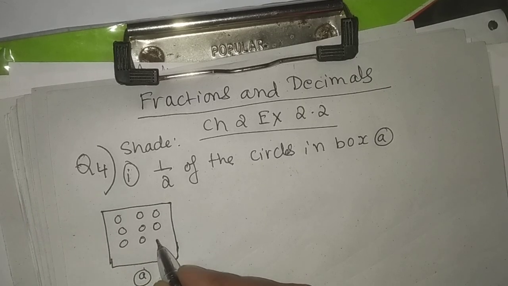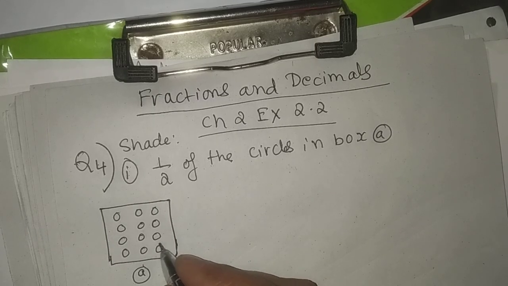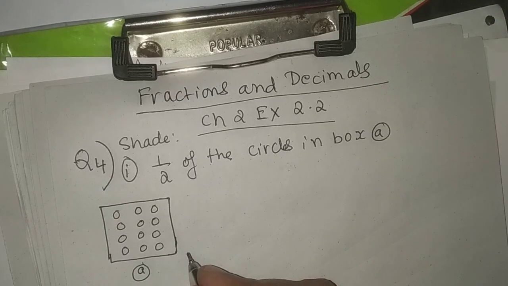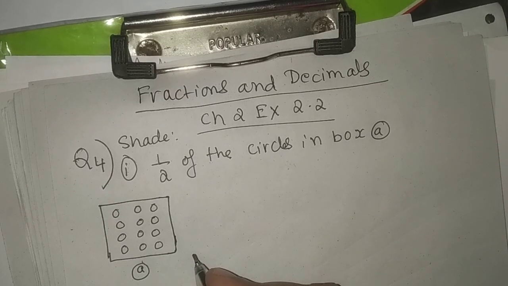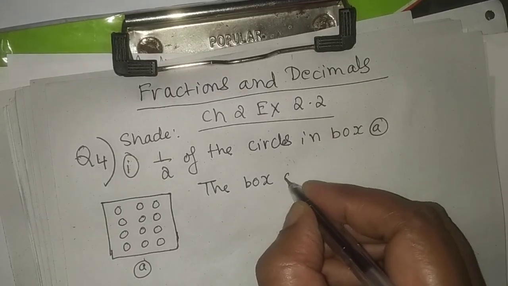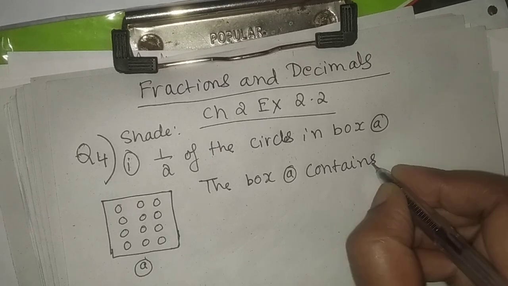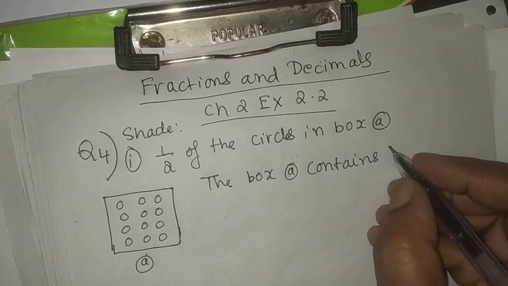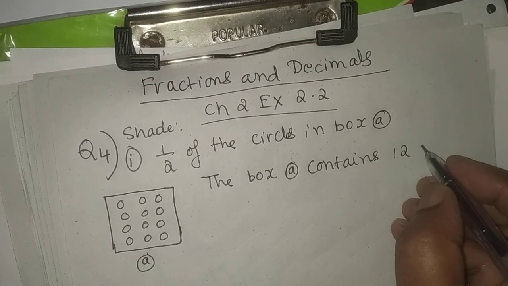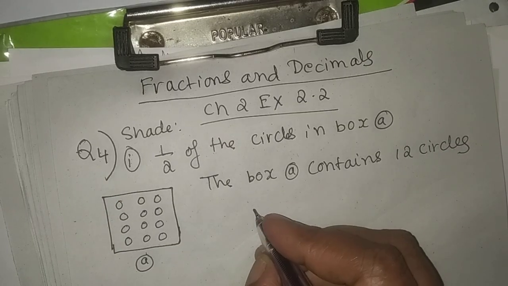9, 12, 15 circles. So you have to shade half of the circles. For this we have to write the box A contains 6, 6, 12 circles, 12 circles.